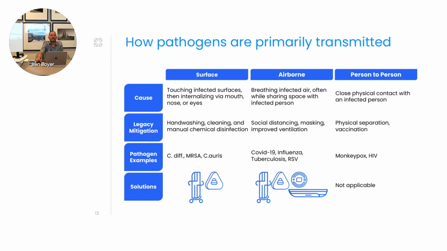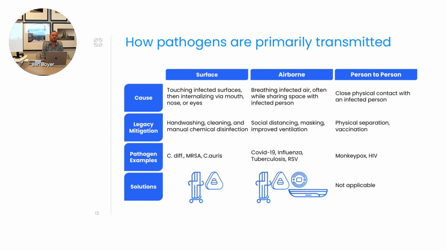So in terms of the ASHRAE requirements, just to begin with, and I mentioned a little of this before, pathogens are primarily transmitted against three vectors. Surfaces, that tends to be bacterial infections, so C. diff, MRSA, S. aureus. Those are pathogen types that typically are passed through surfaces.